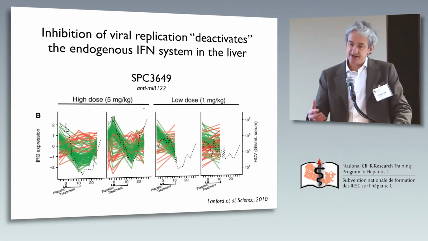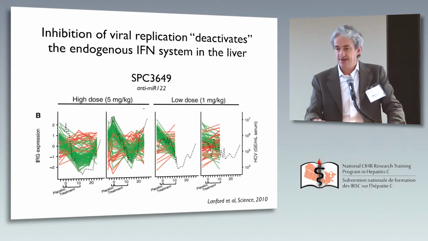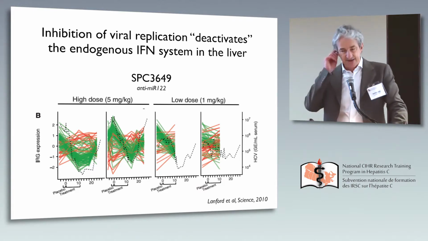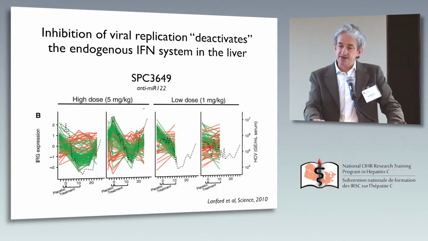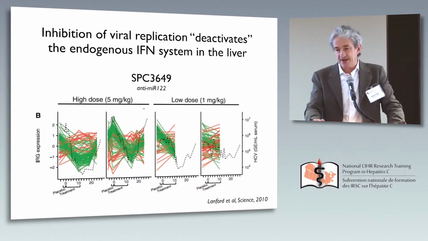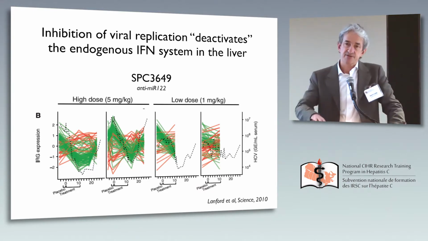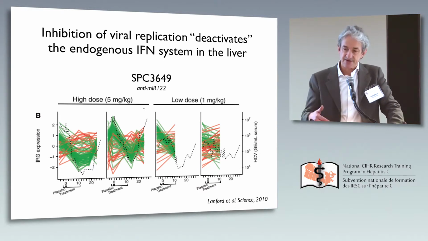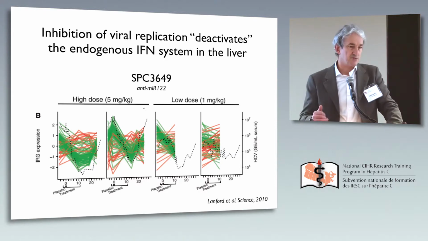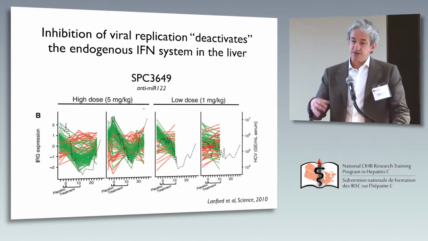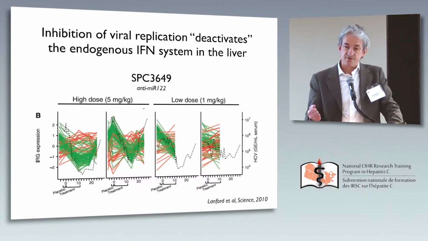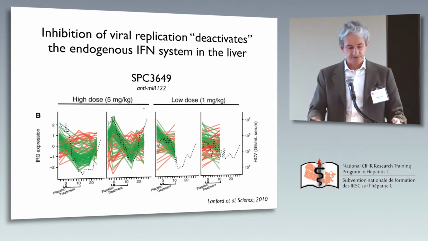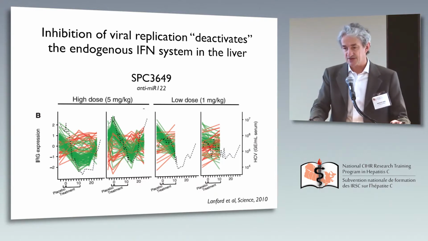Now there is a perspective to that, and this comes from work that has been published by Lanford in 2010. He treated chimpanzees with anti-miR-122, and thereby inhibited viral replication. You can see the viral load in this dotted line, and you can see ISG expression in green and in red. So interferon regulates genes in both directions. It upregulates genes and it downregulates genes, and if you concentrate on the green ones, these are genes that are upregulated by interferon, and if the viral load goes down, all these genes go down also. So what you could speculate is that if you use a direct-acting antiviral, you reduce the viral load, you reverse this activation of the interferon system in the liver, and you might make patients responsive to interferon again, similar to a situation that we have in acute hepatitis C.